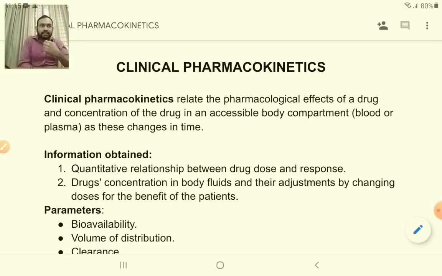Clinical pharmacokinetics is a very important topic in pharmacokinetics, and it is rather confusing to many students. I have seen many of my students confuse these things, they think this is rather complicated. So we will try to simplify this topic. Okay, so without further ado, let's start.